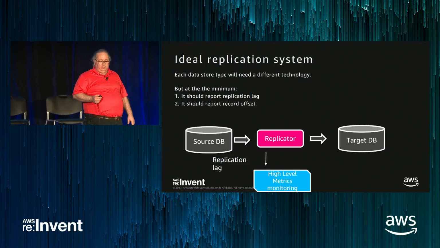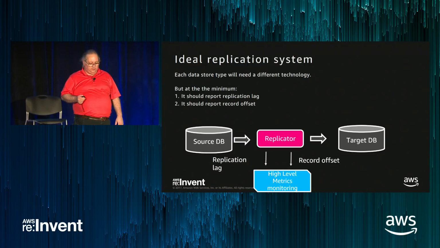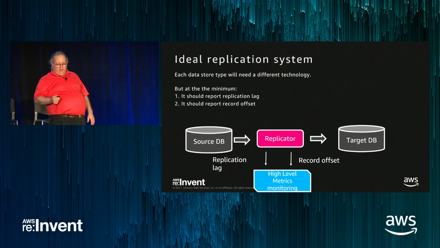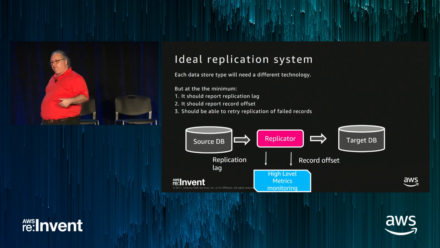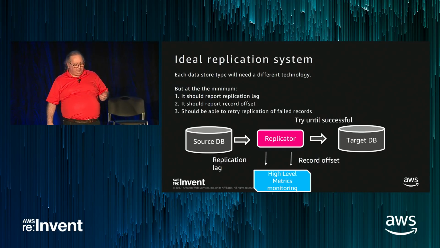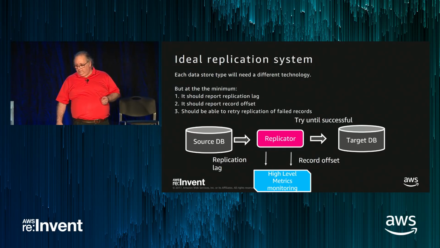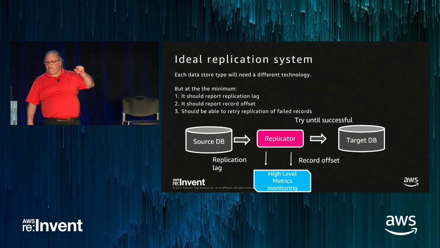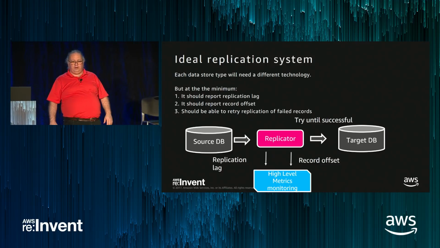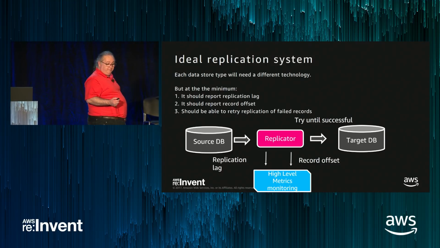It should record offset, right? How far off is the target from the source? So have an idea of the record offset. It should be able to retry replication if it fails, and it should keep trying until it's successful. Now, many AWS services, as Girish will walk through, will do those steps for you. But you need to make sure that every piece of data that you're doing active-active has these steps in it, that you have a way to report on it, monitor it, keep trying if it fails, and keep trying again if it fails for the right amount of time.